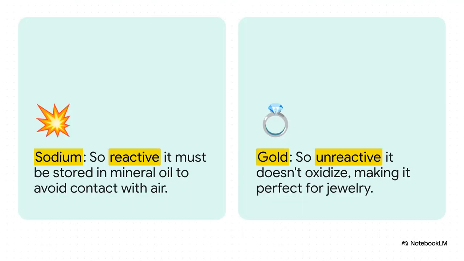First up, it's just the inherent nature of the substance. Some things are just eager to react. Take sodium, for example. This stuff is so reactive it literally catches fire on contact with air. That's why it has to be stored in oil. Then you've got the total opposite, like gold. It's so unreactive it can sit around for thousands of years and not even tarnish. And that, right there, is why we love it for jewelry.